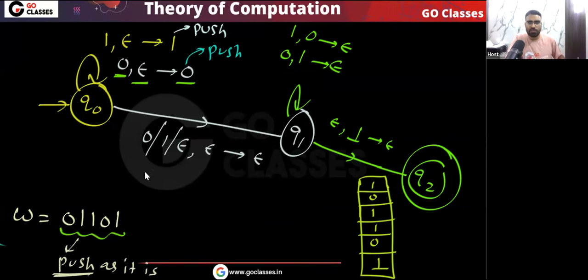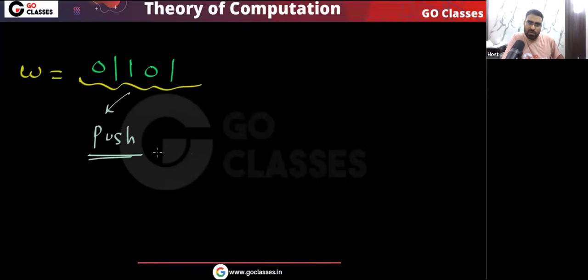Very simple. Now after that, please see what this transition is saying. So far we have seen that whatever string w is coming, we are pushing it, like 0 1 1 0 1. Let me call this overall string u instead, to avoid confusion. So this is u.